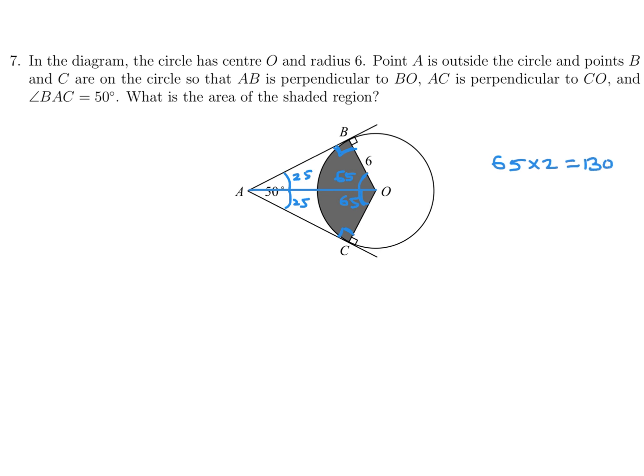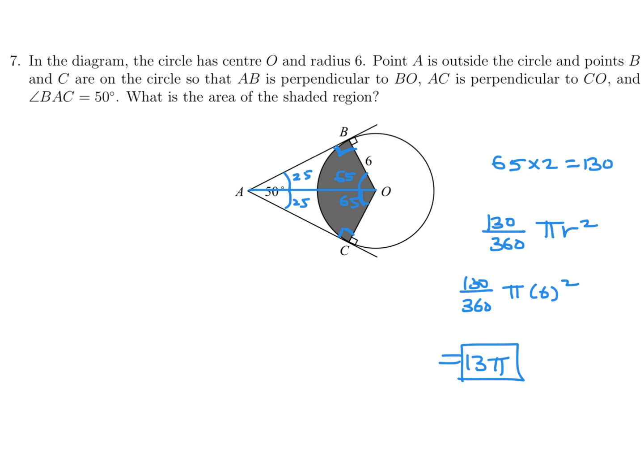So to get the area of that, it would be a ratio like 130 over 360 times pi r squared. And I think that's it. So 130 over 360 pi, the radius is 6. And when you do this math, you get 13 pi. And that is indeed the correct answer.